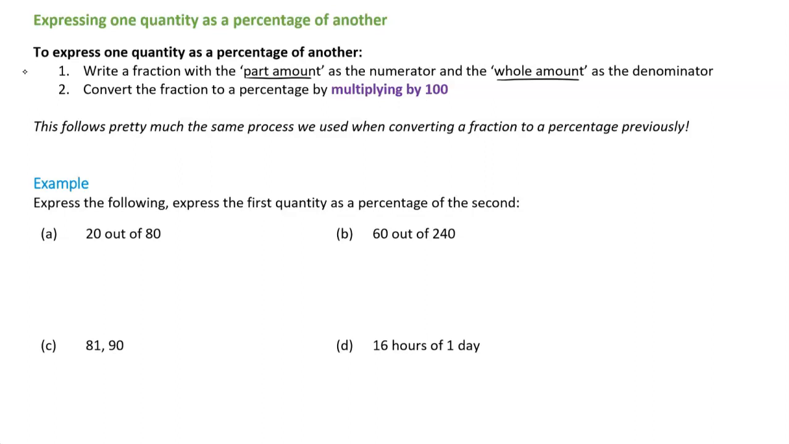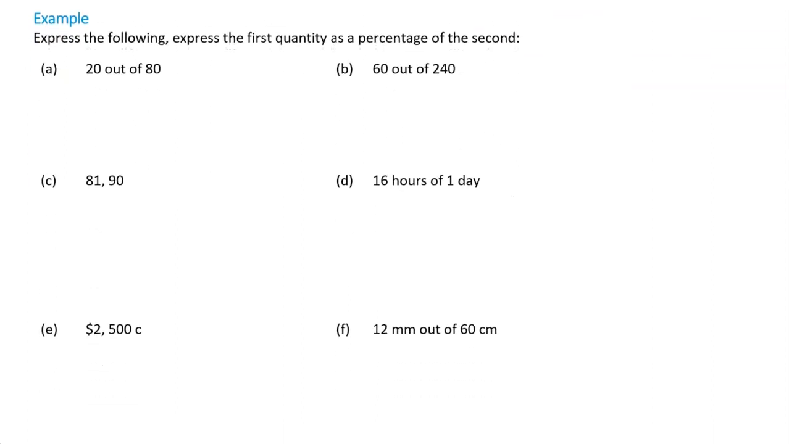So like we said, this follows pretty much the same process we used when converting a fraction to a percentage previously. So let's look at some examples. It says express the following. I said express twice. Express the first quantity as a percentage of the second. So when it says that, 20 out of 80, when we say out of, we really mean 20 divided by 80. Now that's lovely, but to express this as a percentage, we currently have a fraction. We want to multiply it by 100.